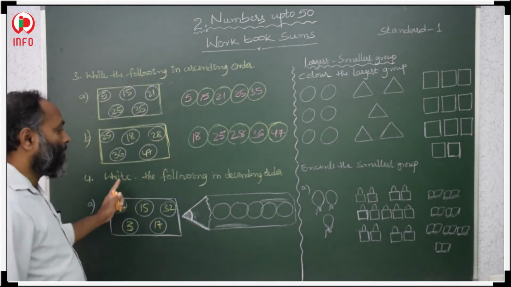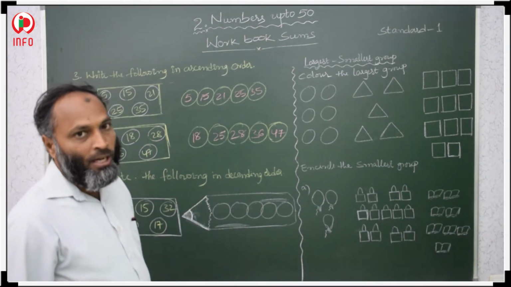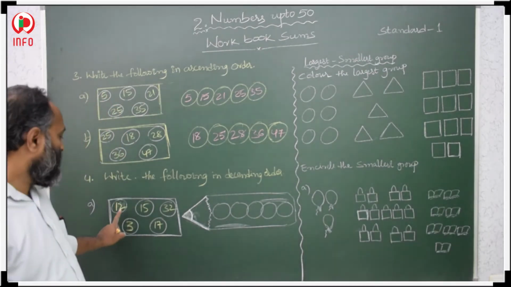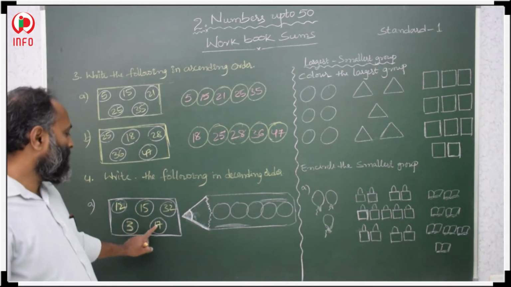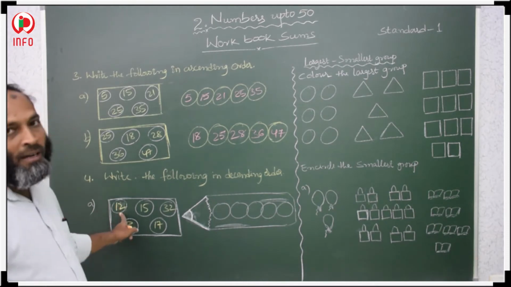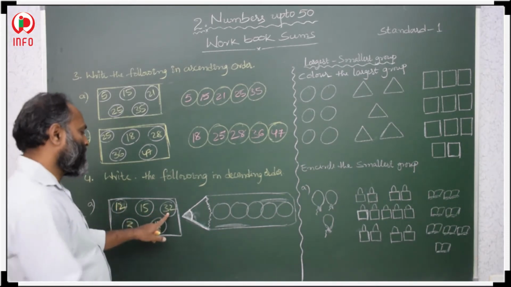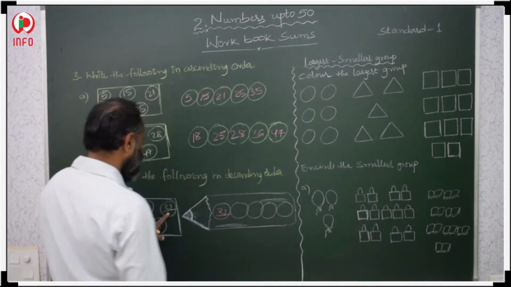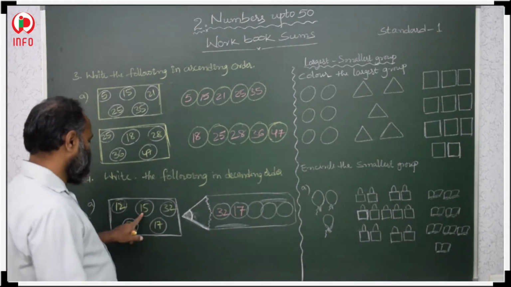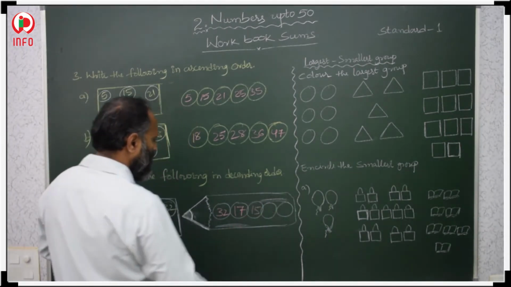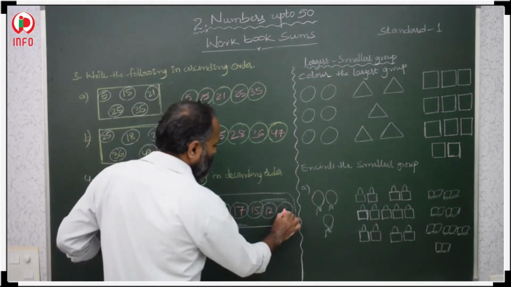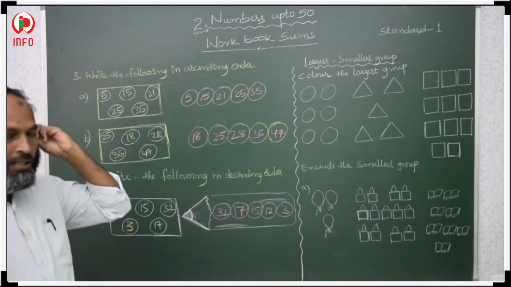Next question. Write the following numbers in descending order. Descending order means decreasing order. What are the numbers given here? 12, 3, 15, 17, 32. In descending order, first we have to take the bigger number. 32. Smaller than this is 17. Smaller than 17 is 15. Smaller than 15 is 12. Smaller than 12 is 3. This is in descending order.